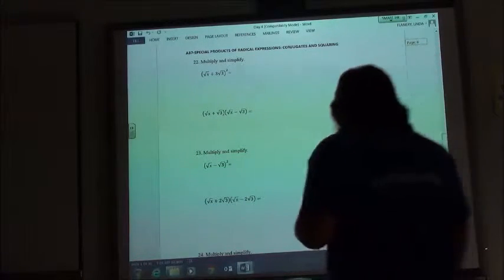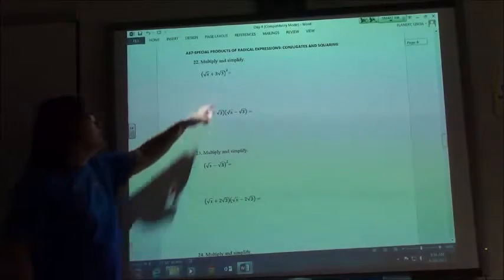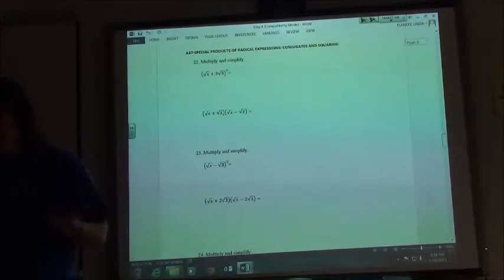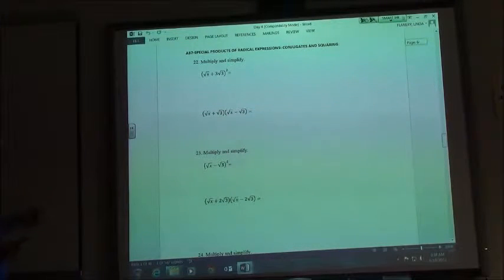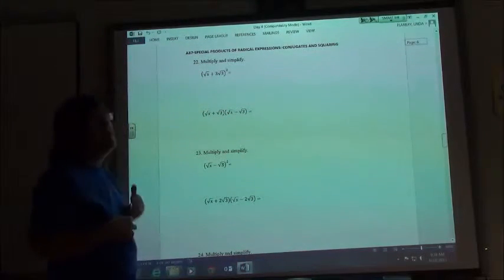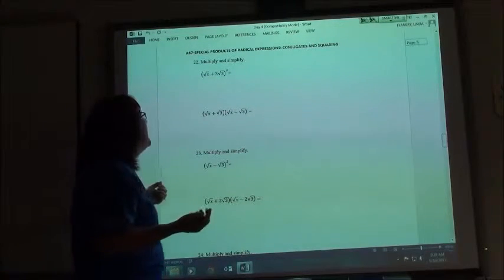Problems 22, 23, and 24 are special products of radical expressions where we're either going to square something or multiply conjugates. Basically we're doing the exact same thing we did on the previous problem, just these are those special ones that, if you remember the process, you don't really have to do all the way, but I probably would do them all the way anyway.